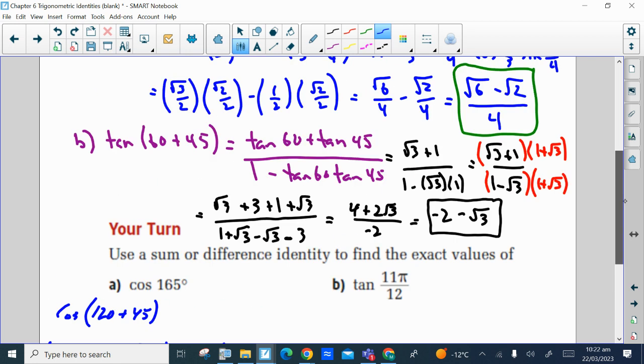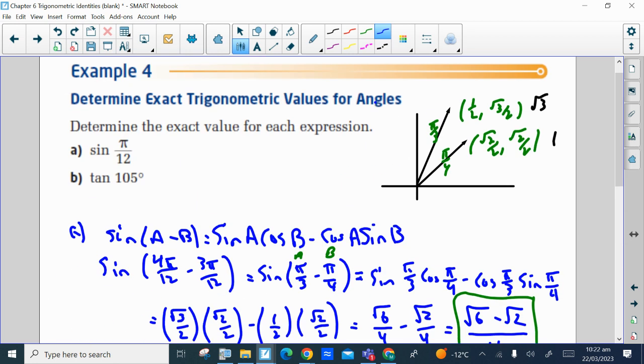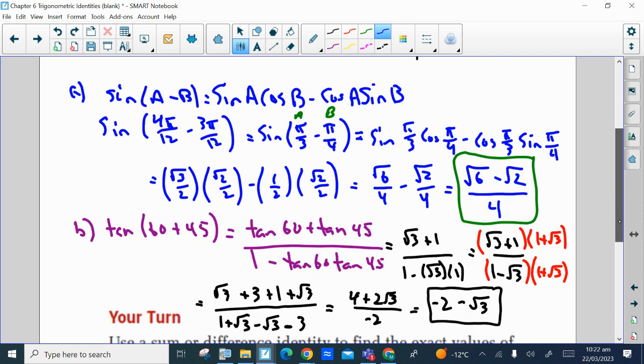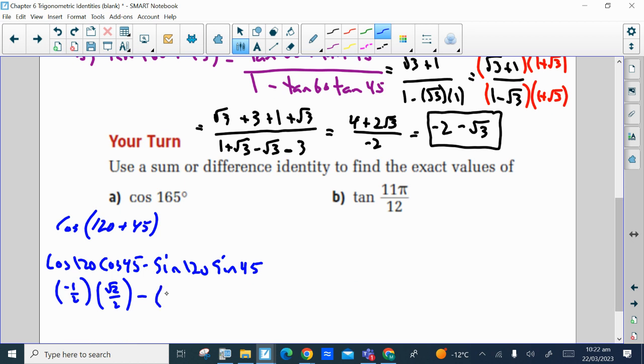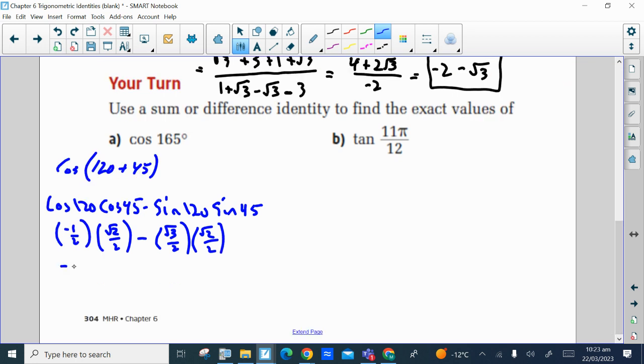Minus. The sine of 120, again, is in the second quadrant, but there the sign is positive. That's the S quadrant when we use our cast rule. It has a reference angle of 60 degrees. The sine of 60 is root 3 over 2. So the sine of 120 will also be root 3 over 2. Times the sine of 45, which is root 2 over 2. When you multiply these out, you're going to get negative root 2 over 4 minus root 6 over 4.